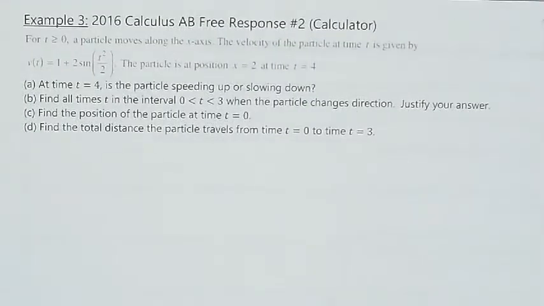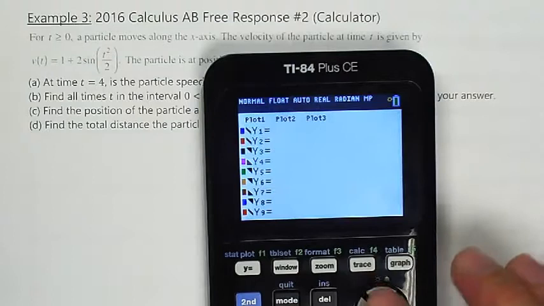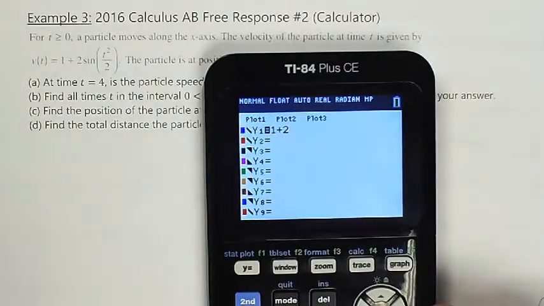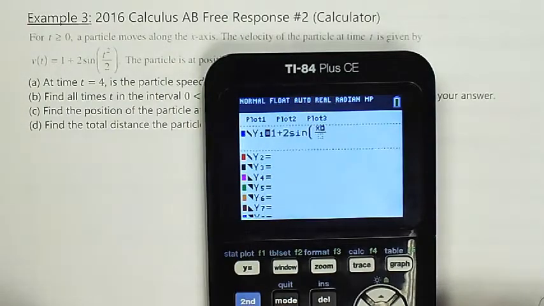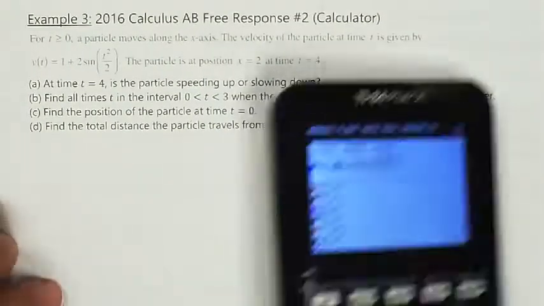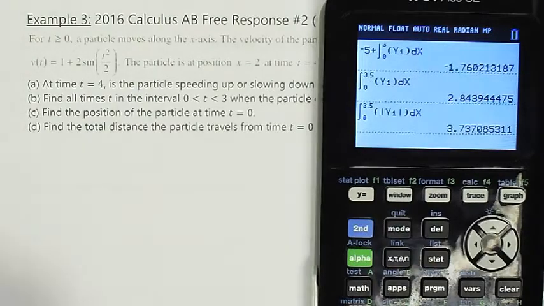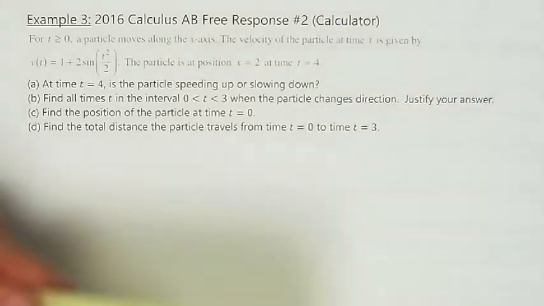Okay, example 3, 2016. Calculus AB free response number 2. Takes a calculator. All right, we're going to plug that into y1. And 1 plus 2 sine of, even put the fraction bar in, t squared divided by 2. The particle is at position x equals 2 at time t equals 4. All right. And then they're going to ask if it's speeding up or slowing down. So I'm going to do part A on a post-it note.